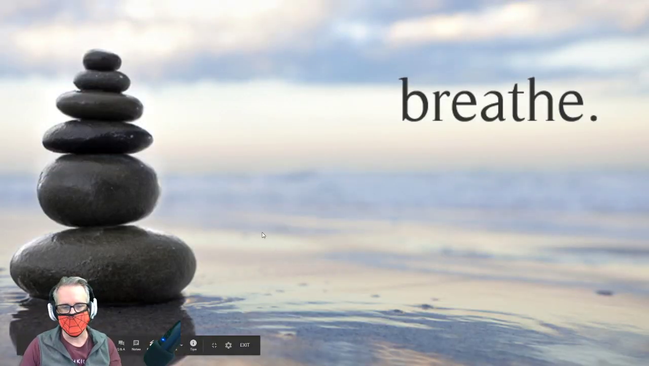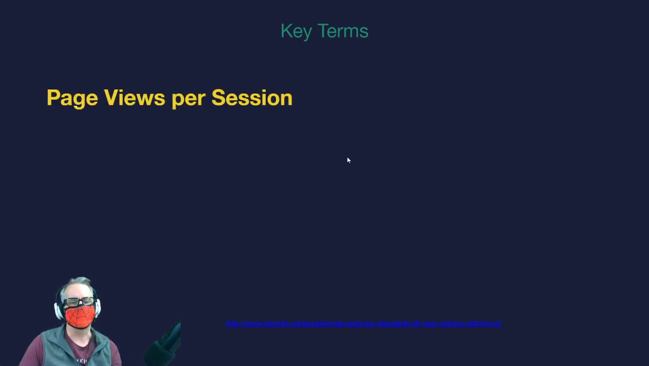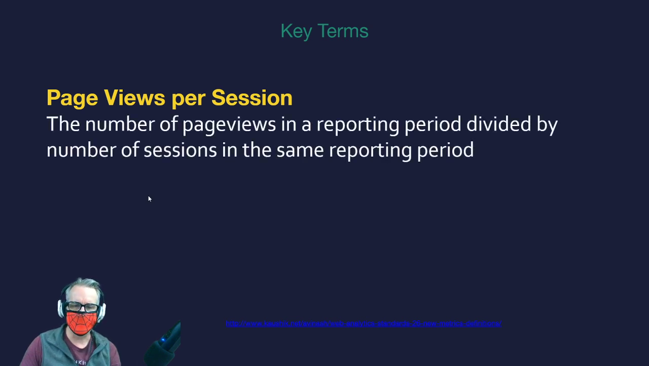A lot of talking, right? Some key terms. Keep going. Page views per session: the number of page views in a reporting period divided by the number of sessions in the same reporting period. So how many times is a page being viewed within a certain time period?